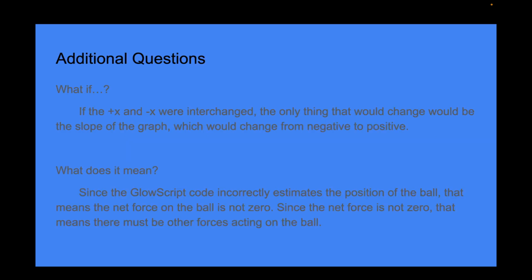Here are some additional questions. What if the positive x and negative x were interchanged? The only thing that would really change would be the slope of the graph, which would change from negative to positive. And what does it mean? Since the GlowScript code incorrectly estimates the position of the ball, that means that the net force on the ball is not 0. Since the net force is not 0, there must be other forces acting on the ball. Thank you for watching.